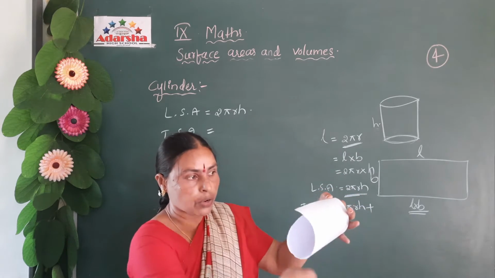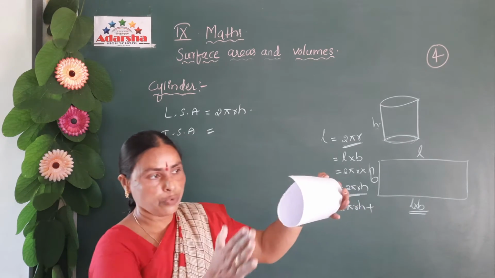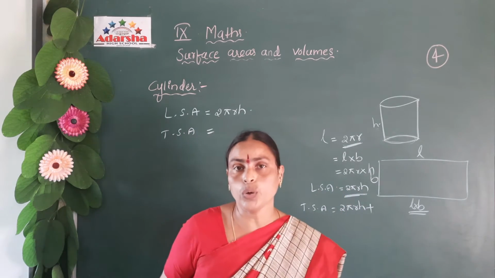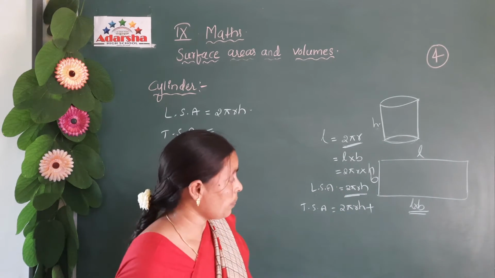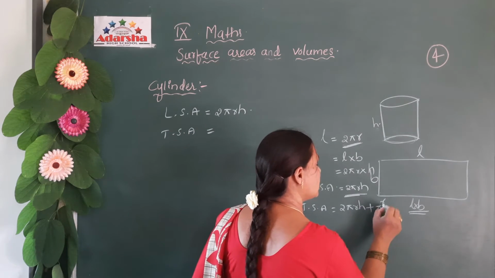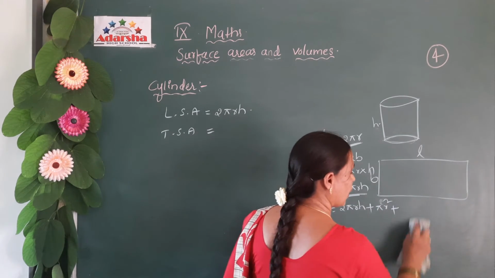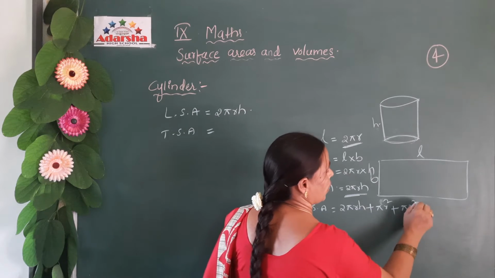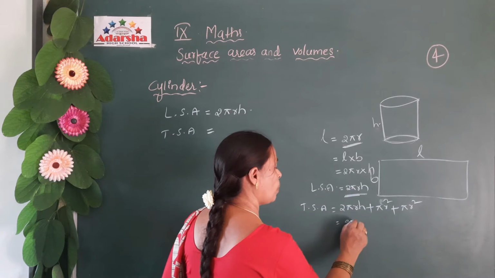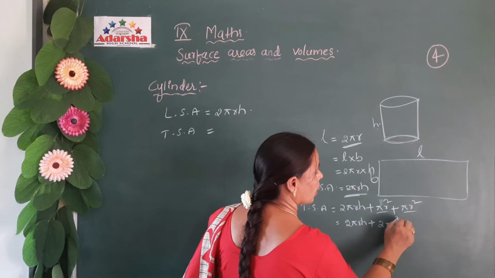Only the curved surface area is the lateral surface area, which we got as 2 pi r h. If you include these two circular faces' areas, then you get the total surface area. What is the area of a circle? Pi r square. Two circular faces are there, top and bottom. So pi r square plus pi r square, 2 pi r h plus pi r square plus pi r square, that is 2 pi r square.